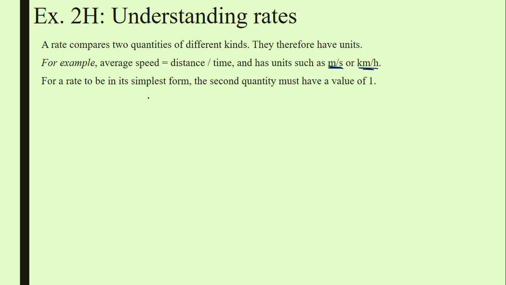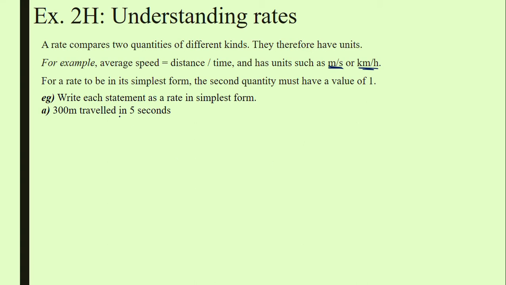Okay, for a rate to be in its simplest form, the second quantity must have a value of 1. So we're using that concept of simplifying ratios again to use rates. Of course, though, we can have decimals or fractions in our rates. Decimals are preferred over fractions because of that second number having to have a quantity of 1. So we'll give it a go.